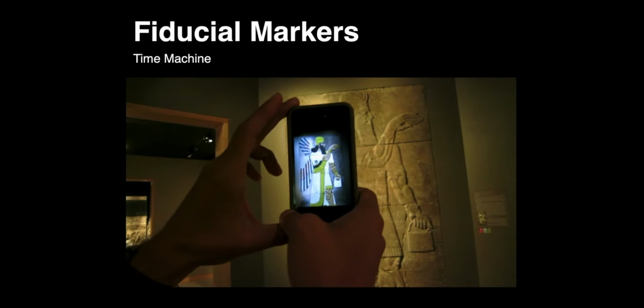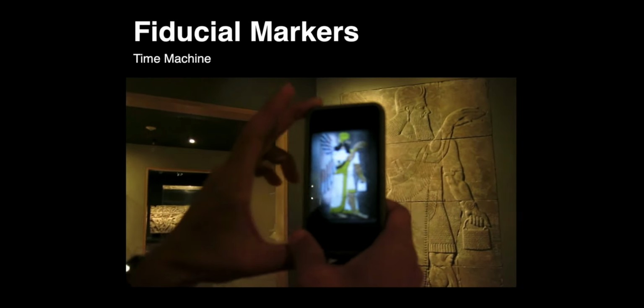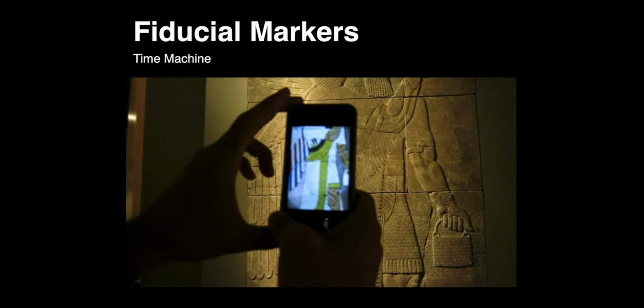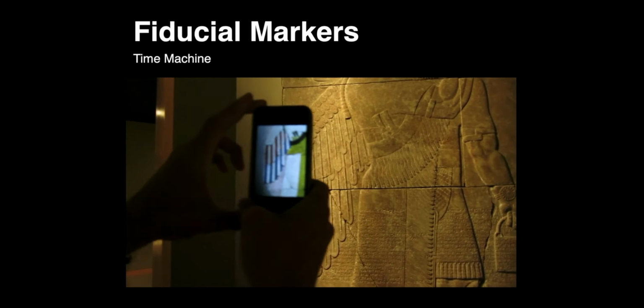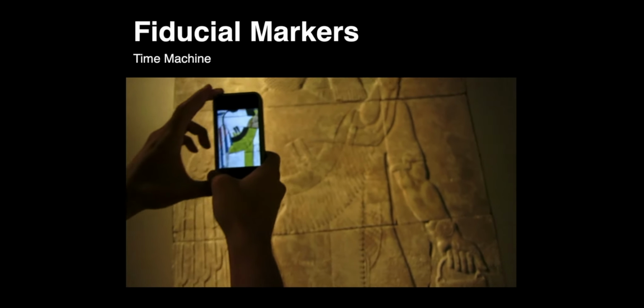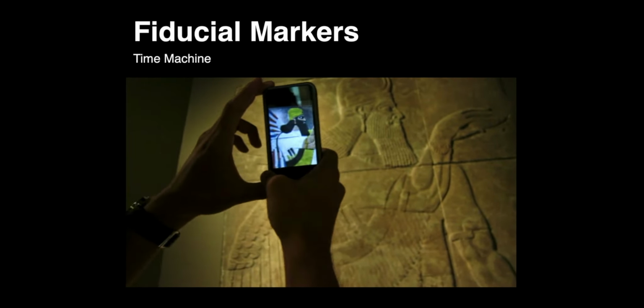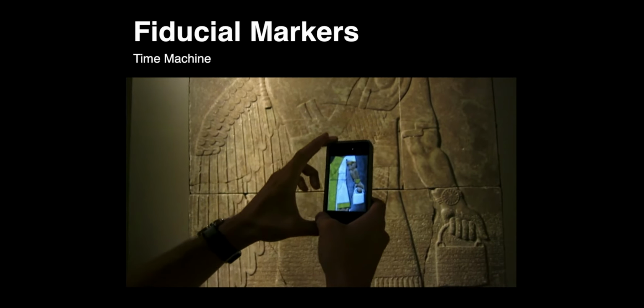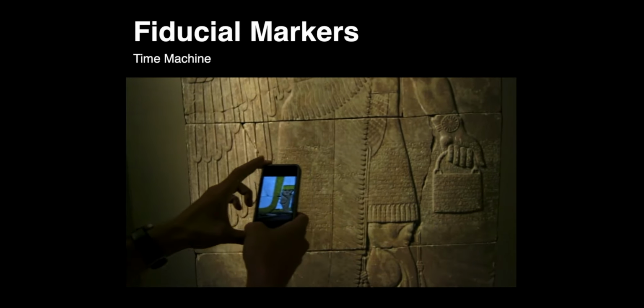So in this case, the curators of the museum knew more information about this particular relief. Through chemical analysis, they knew what colors it was originally painted. So rather than just putting it on the plaque on the side, it made more sense to make it a little bit more interactive and engaging. So when you hold up your phone to this relief, it overlays the original colors on top of it.